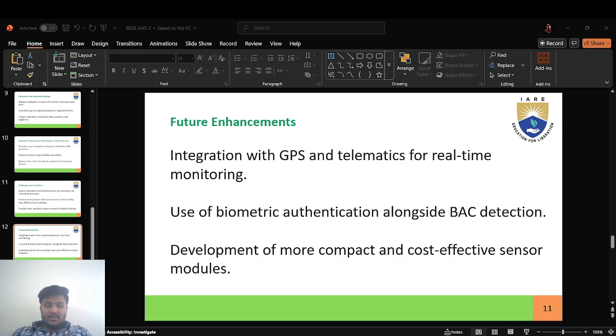Use of biometric authentication alongside BAC detection. The system can also verify the driver's identity using fingerprints, face scan, or other biometric methods. Development of more compact and cost-effective sensor modules. Future sensors will be smaller, cheaper, and easier to install.